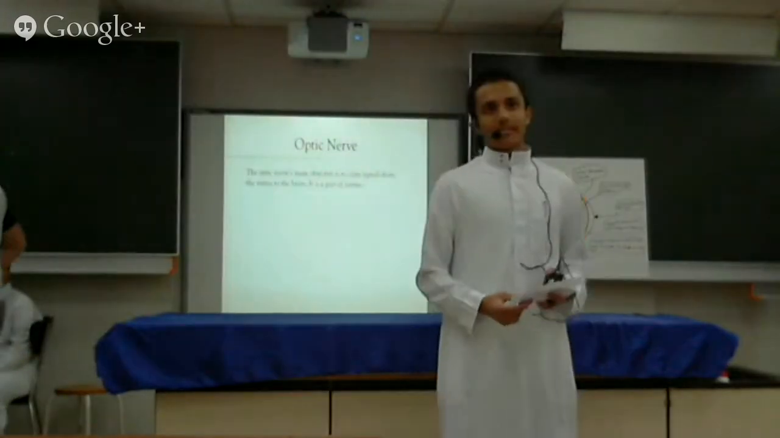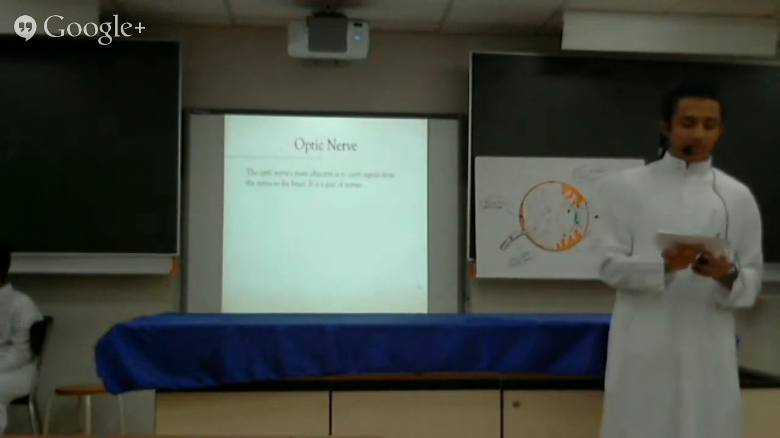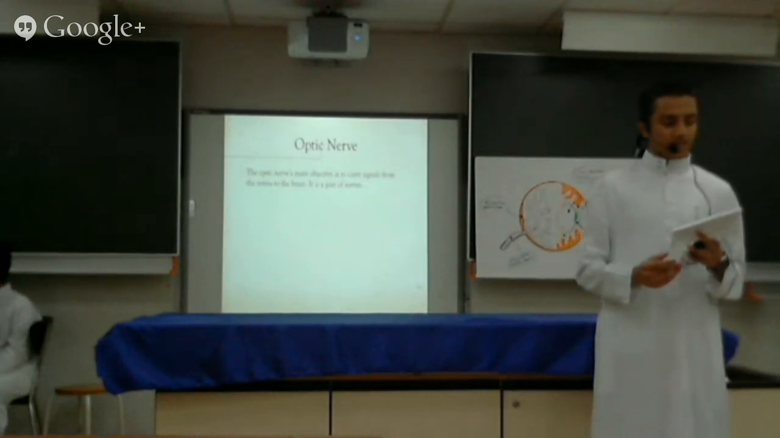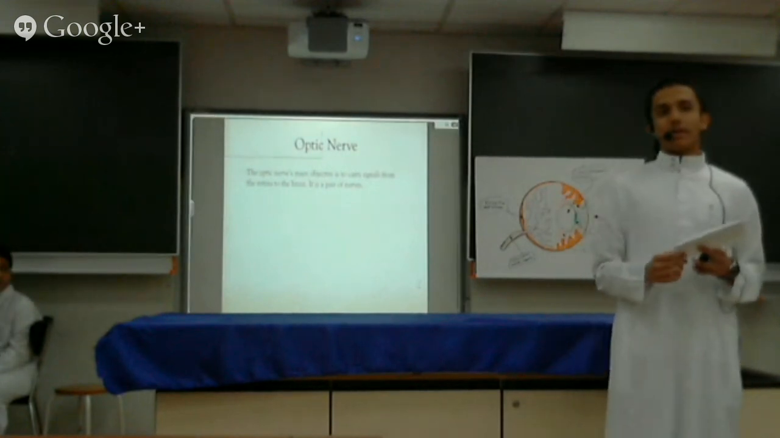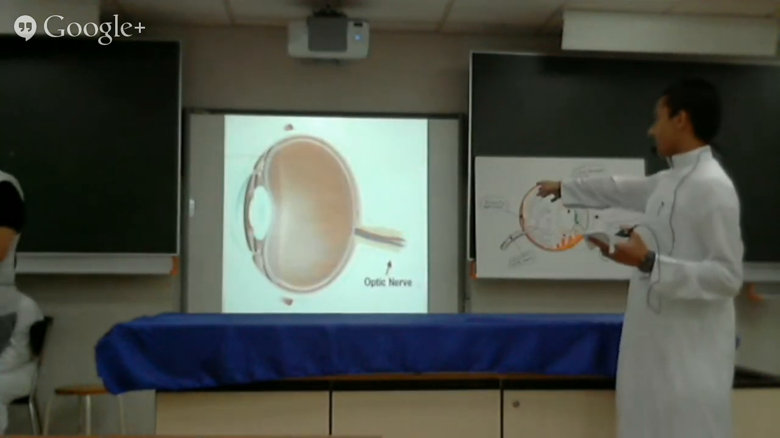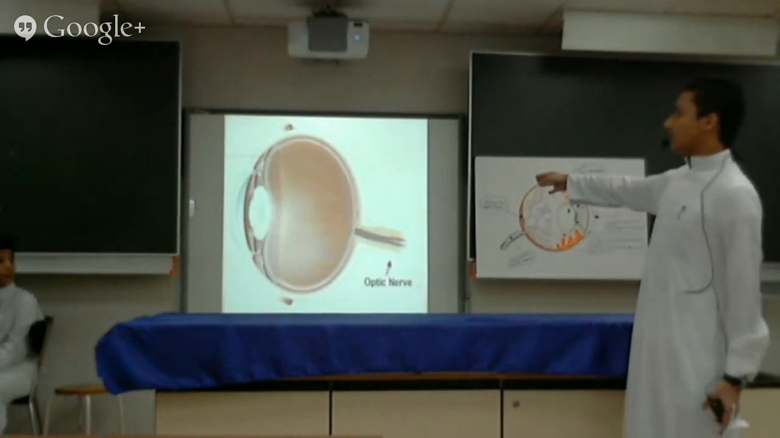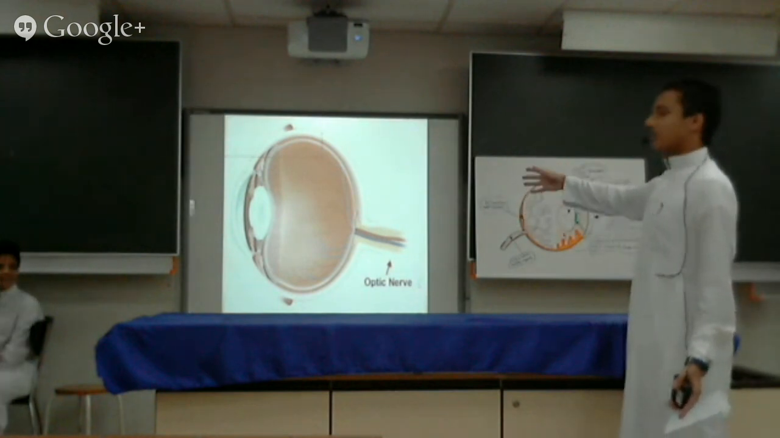Finally, the last one is the optic nerve. The optic nerve's main objective is to carry signals from the retina to the brain. It is a pair of nerves. Those two, red and blue, are veins, and the ones over it and under it is the optic nerve that is white.